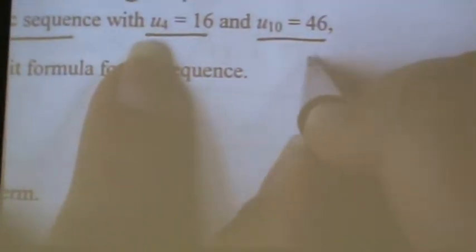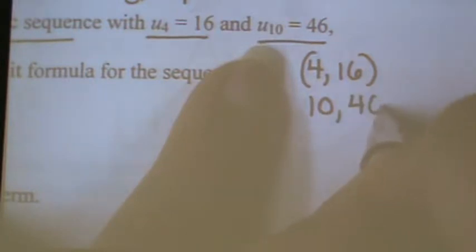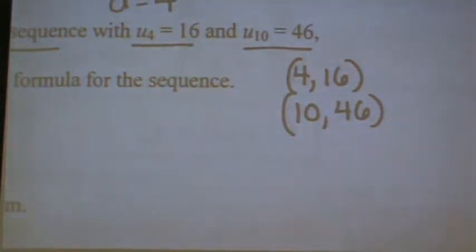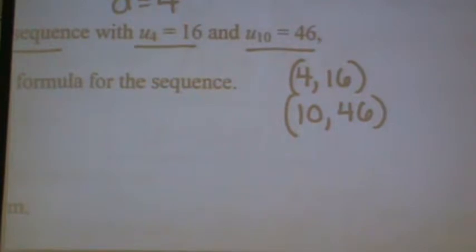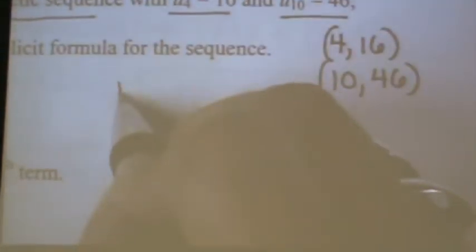Next one, number 13. They give you an arithmetic sequence, and they give you 2 terms, the 4th and the 10th. They're not in order. So how do you find the d value? Well, you're going to treat this like 4 comma 16, and this as 10 comma 46. What am I getting ready for? To find the d value. The slope is the d value.